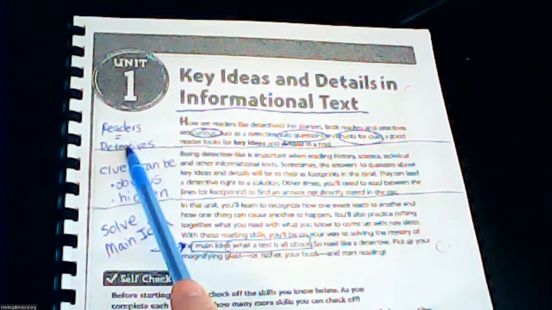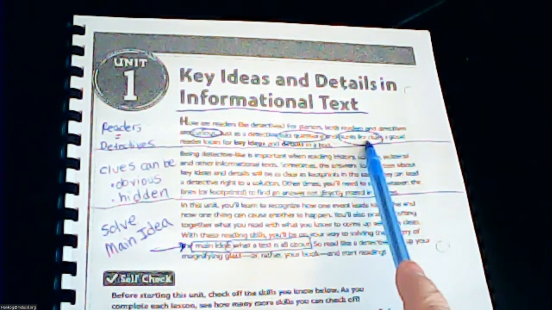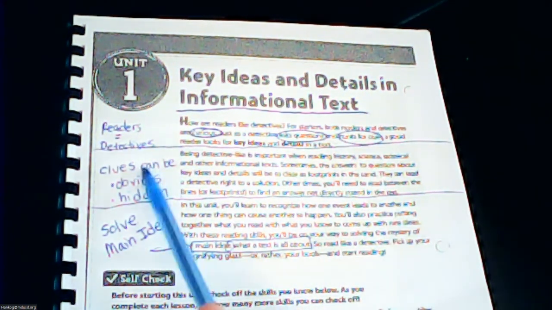Readers are detectives. I could look over here at what I circled. They are curious, they ask questions, and they hunt for clues. Sometimes clues are obvious, sometimes they're hidden. All these clues are used to solve the main idea of the text or what the text is all about. So that's just like a preview on how we're going to annotate and use close reading.